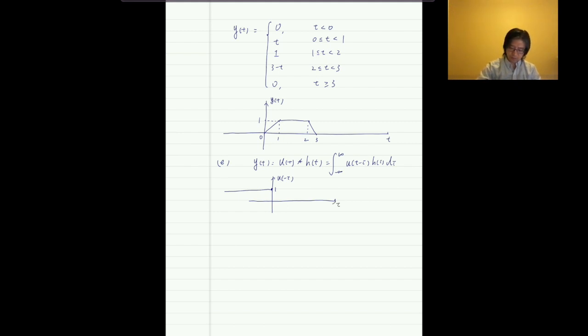So the first case is that, let's say here's our h(tau), from 0 to 2, and here is our u(t minus tau). And again, the boundary point is always important, right? We need to write this boundary point in terms of t. Clearly, that is basically equal to t, and this corresponds to the case where t is less than 0. Okay, and so in this case, clearly, the output is basically 0. Okay, so now let's see the next case.